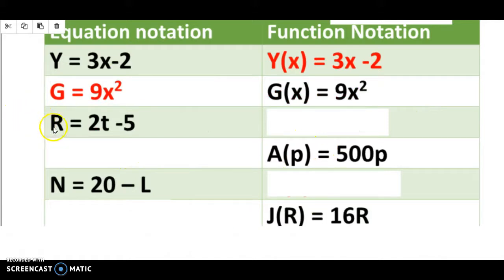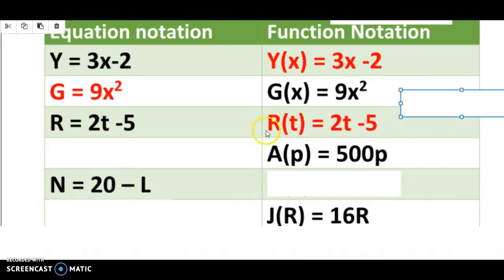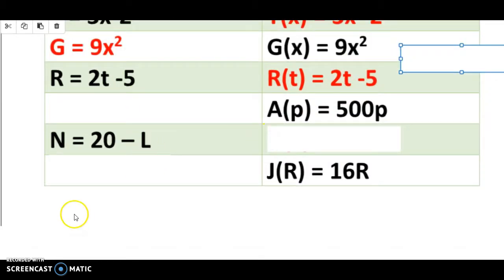Okay, I'm going to do one more and I'll let you try the rest on your own. So r is equal to 2t minus 5. So r is a function of t. T is the input. So will t go inside the parentheses or r go inside the parentheses? Ask yourself. The answer is r is a function of t, so it's going to be r of t equal to 2t minus 5. Again, not much has changed on the right side. The equation has remained the same. Okay, you can try the next 3 examples on your own.